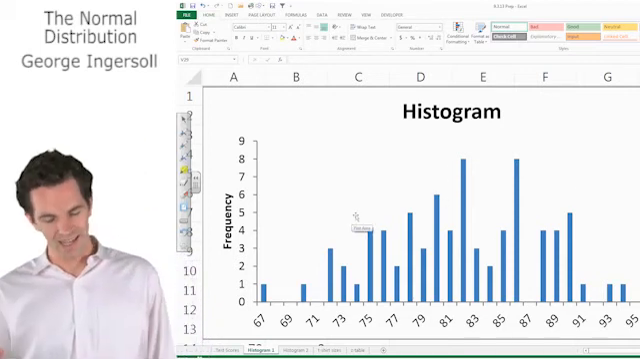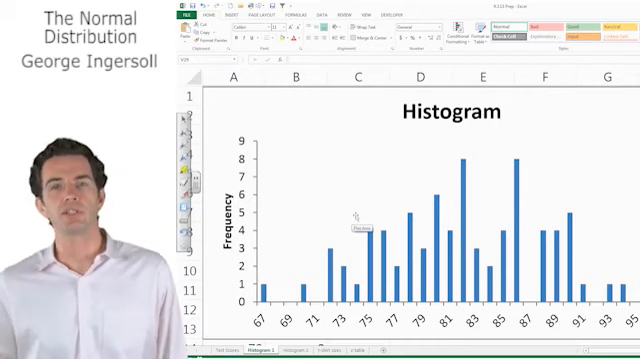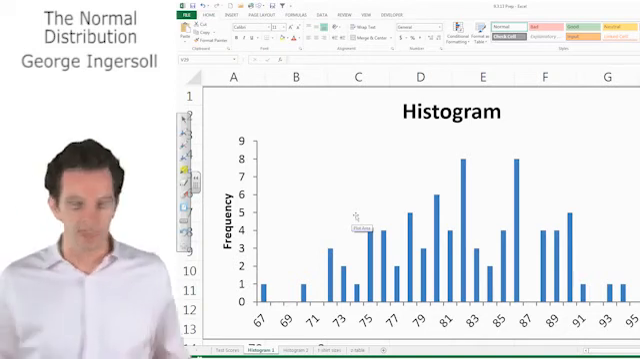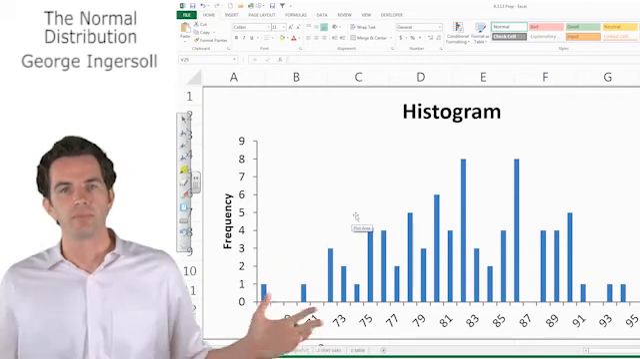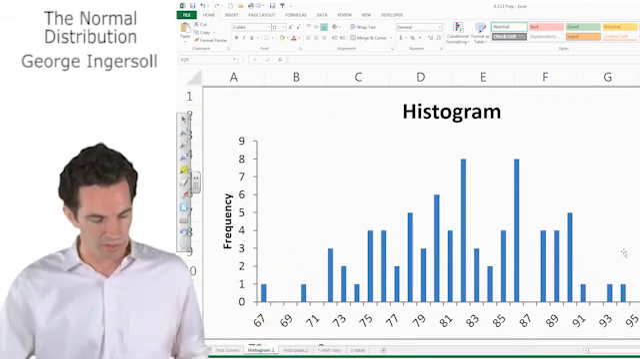This doesn't look really good in terms of a normal distribution. And when you have a small sample size, that's often the case. You're not going to have an exact one. So 78 is a reasonable sample size, but if we had, say, 7,800 students, we'd be much more likely to see a smoother distribution.